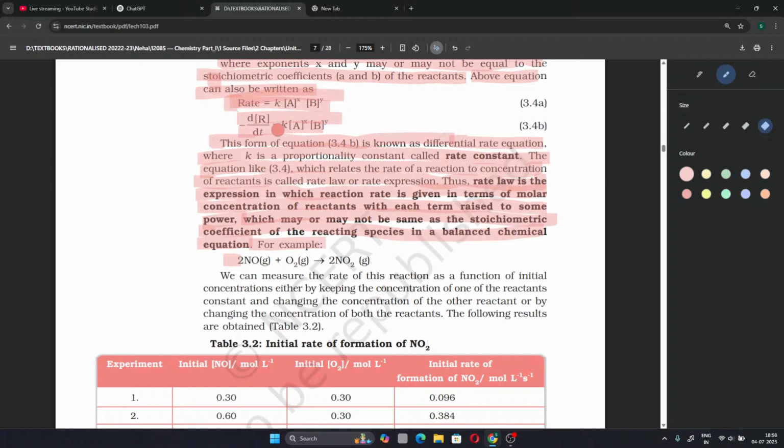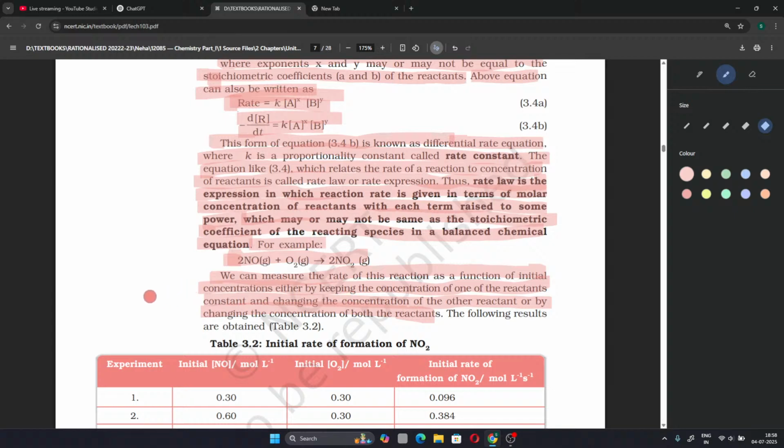And this equation is the differential form of the rate equation, and they give an example here. NO plus O2, nitrogen monoxide plus oxygen, gives 2 NO2, nitrogen dioxide. We can measure the rate of this reaction as a function of initial concentration, either by keeping the concentration of one of the reactants constant and changing the concentration of the other reactant, or by changing the concentration of both the reactants.